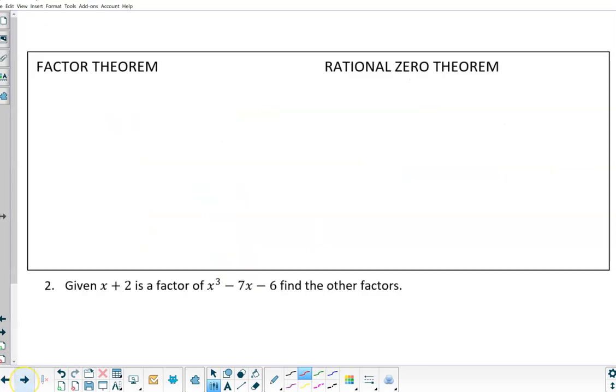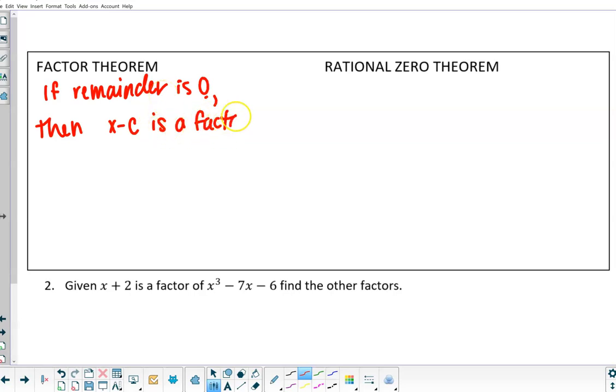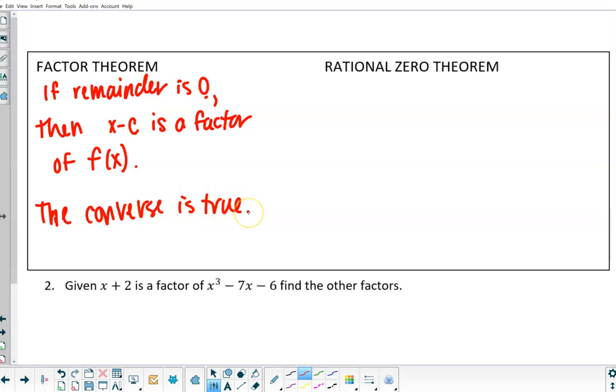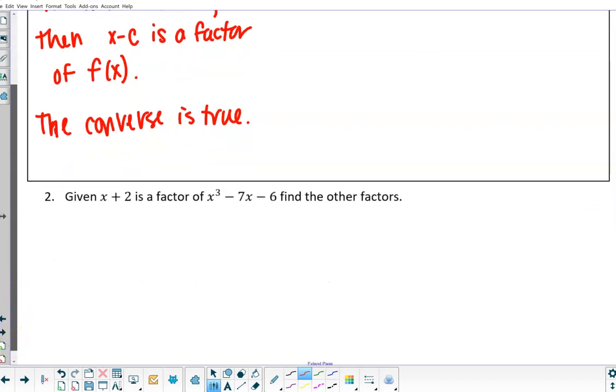Okay, so that leads me to the factor theorem. The factor theorem says if your remainder is 0, then x minus c is a factor of f of x. And the converse, the other way around, is also true. If I know that x minus c is a factor, then that means the remainder has to be equal to 0. Okay, so we're going to do another example of that before we talk about the rational zero theorem.